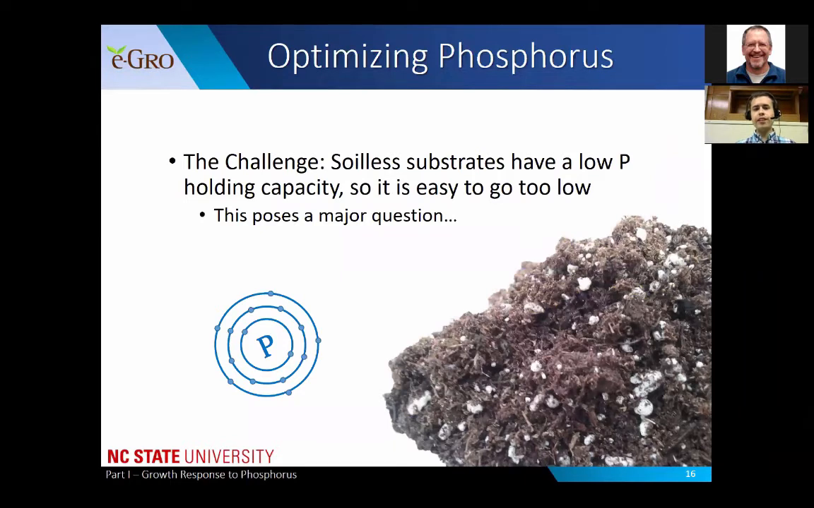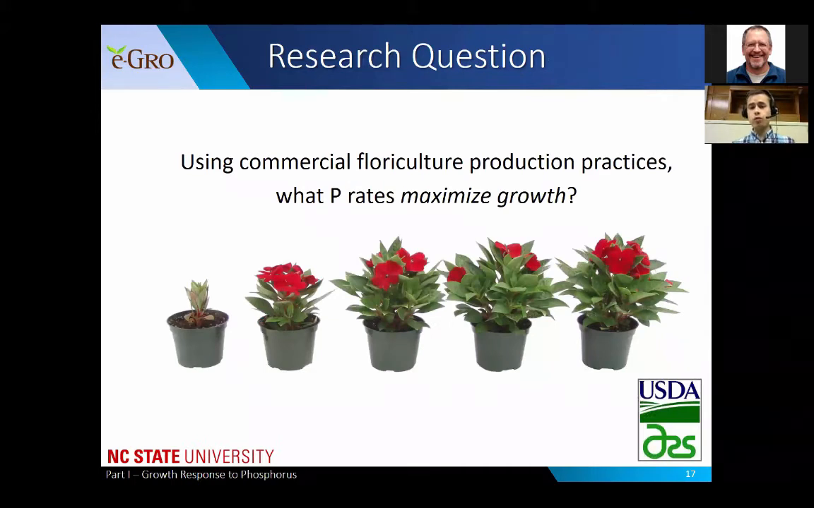So we were looking to optimize phosphorus, and our challenge was that soilless substrates have a low phosphorus holding capacity. So it's easy to go too low and run into phosphorus deficiency symptoms. So this poses a major question. When you're using commercial floriculture production practices, what phosphorus rates maximize growth, as you see in this picture right here?